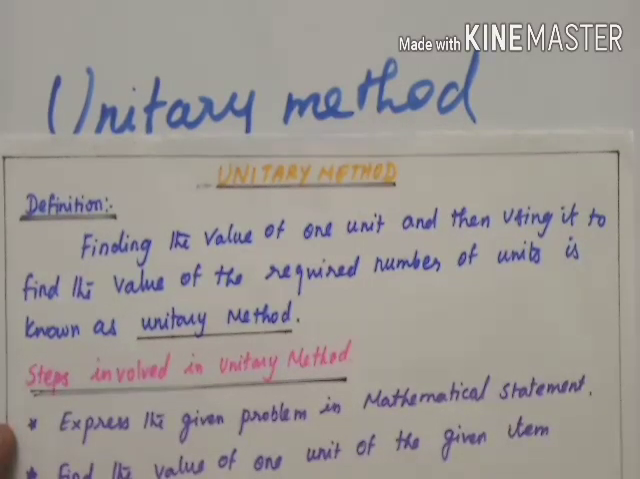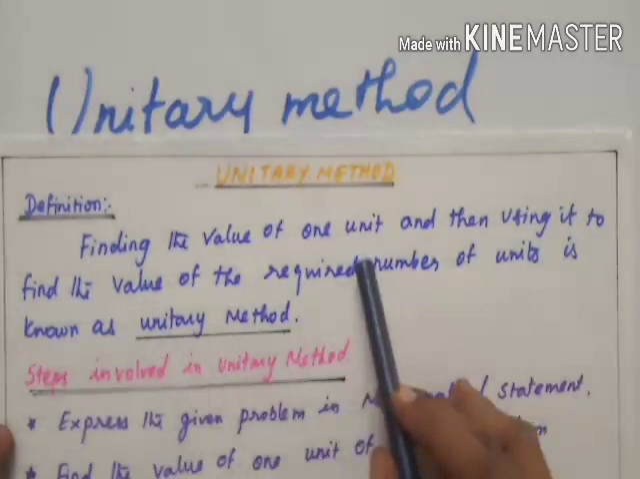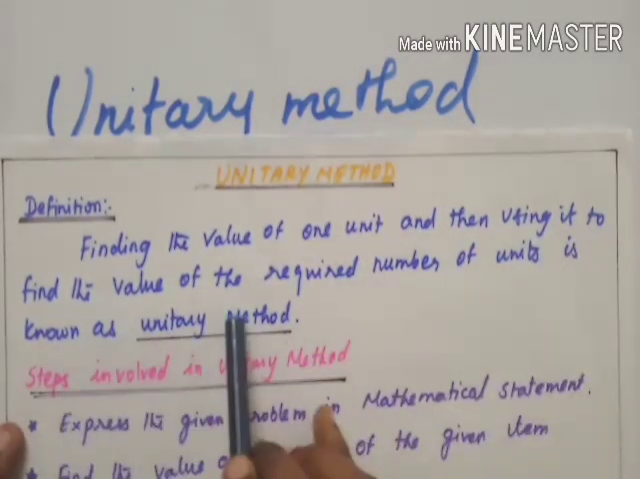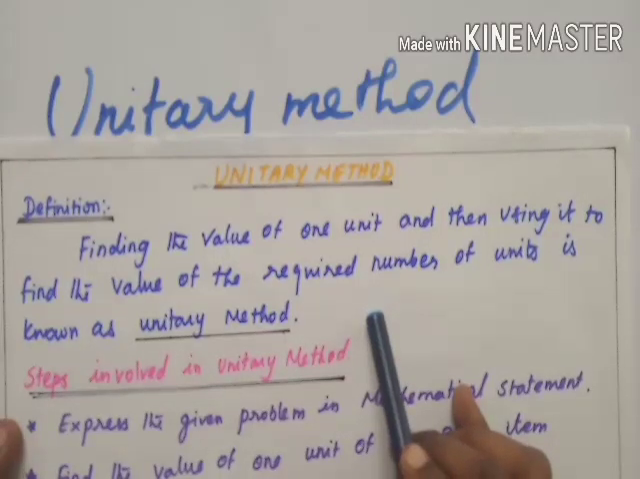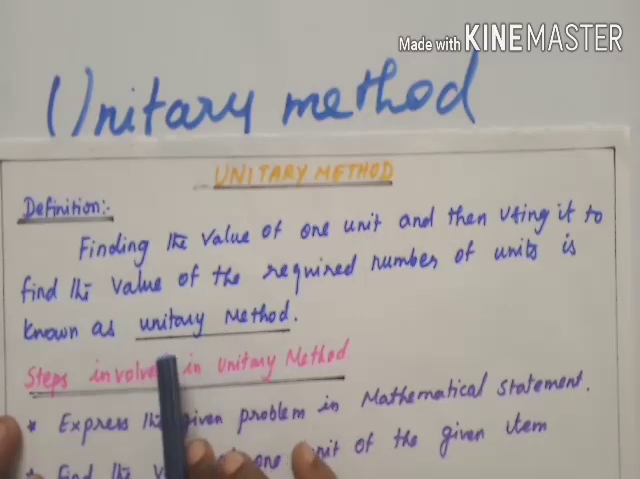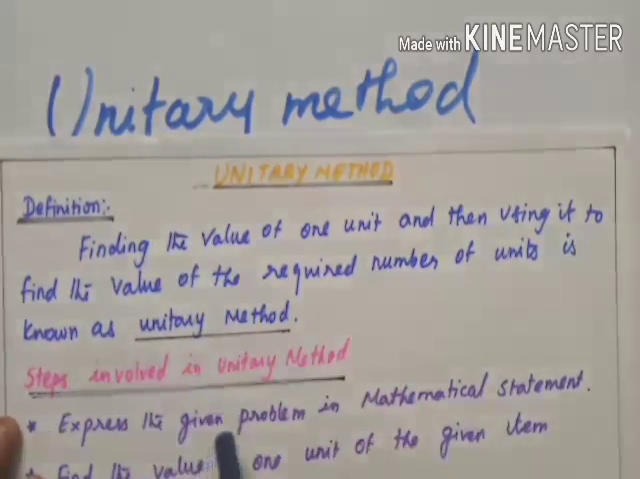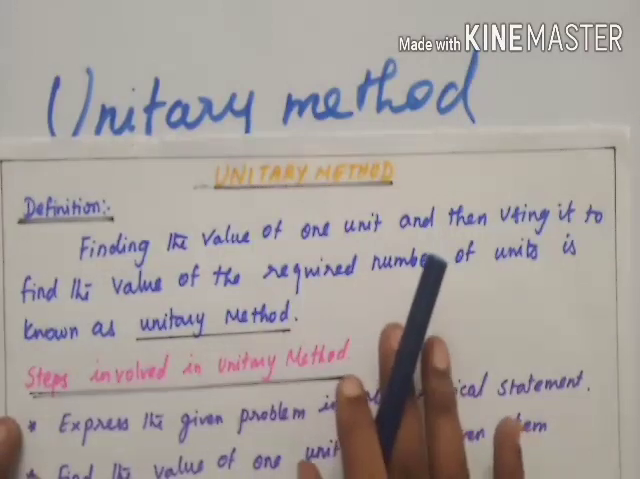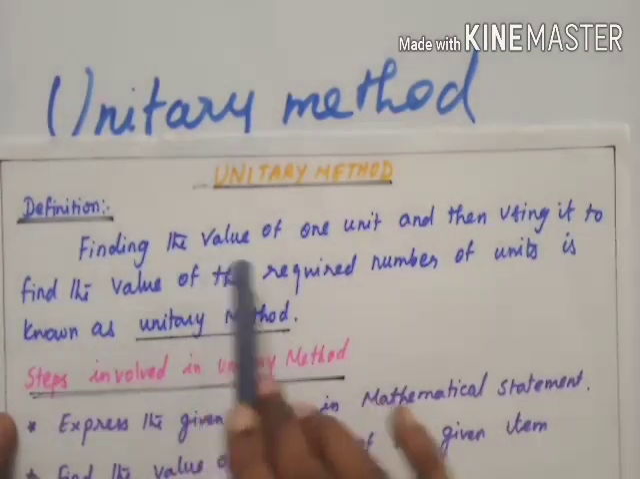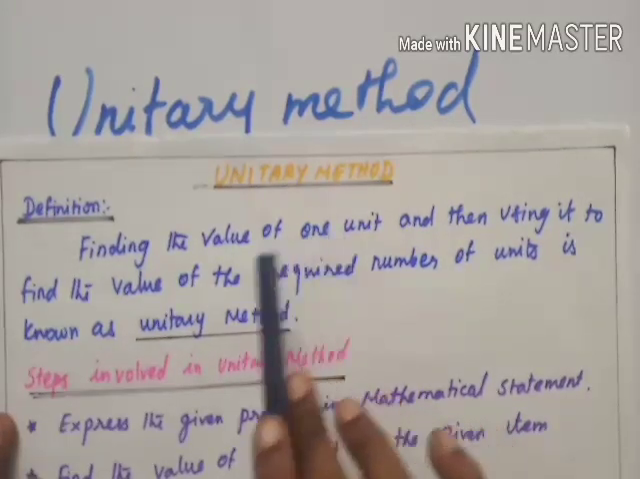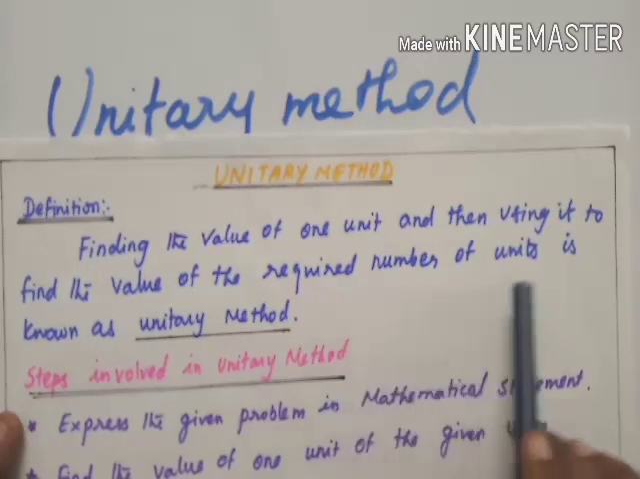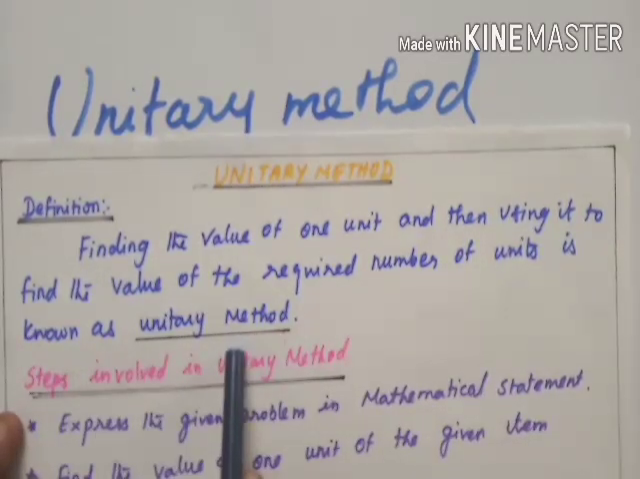Finding the value of one unit and then using it to find the value of the required number of units is known as the unitary method. In direct proportion, we did the sum with x1 by y1, with that condition. But here, we find the value of one unit, and from that we find the value of the required number of units. The name of this method is the unitary method.